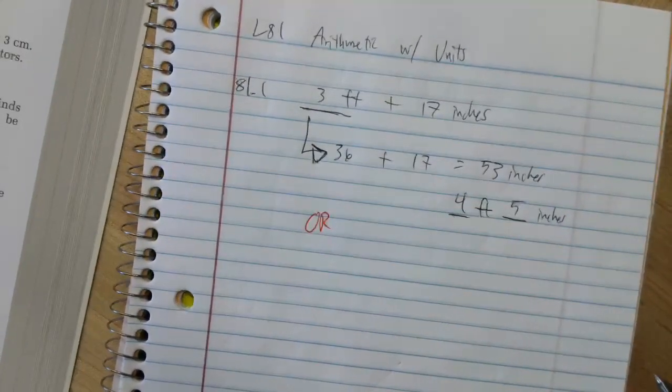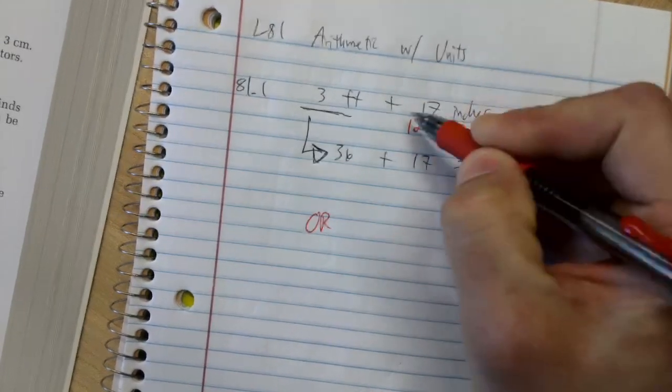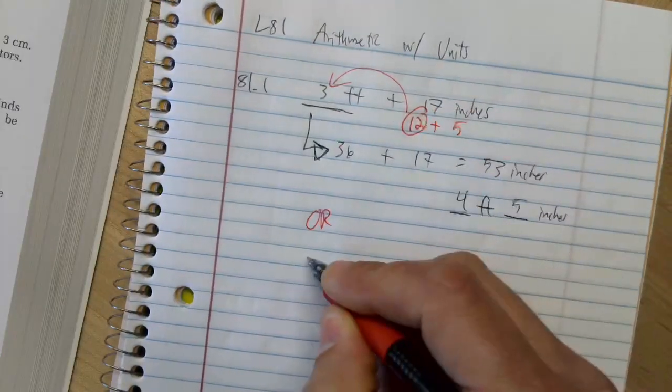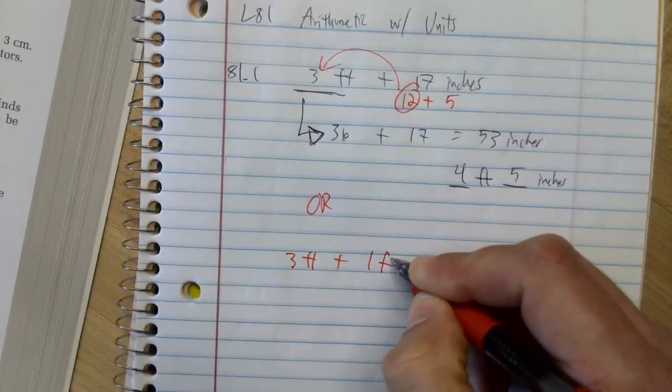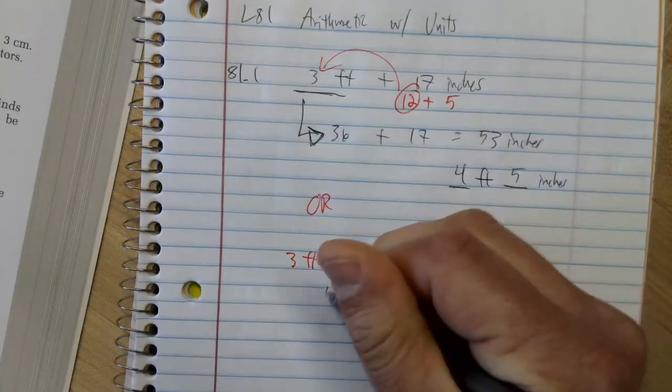Now, hear me out. You subtract 12 from 17, and that's a foot. And then you add 3 and 1, and you get 4 feet, plus the 5 inches that didn't get added. No, that's great. That's what I said.